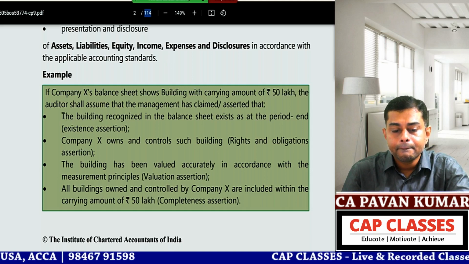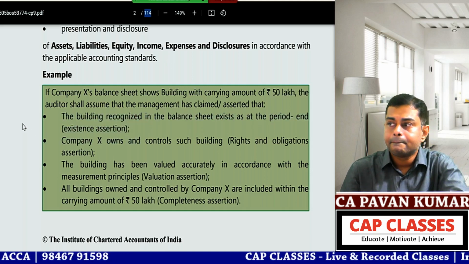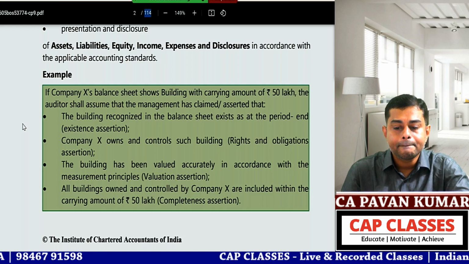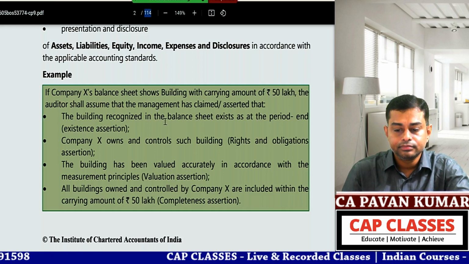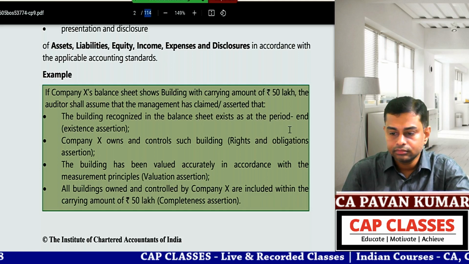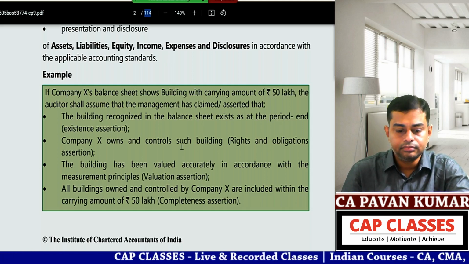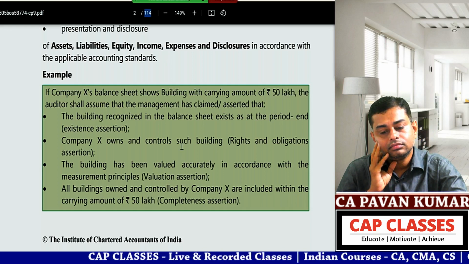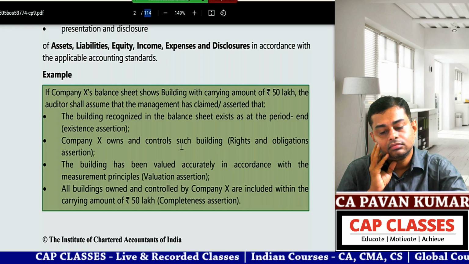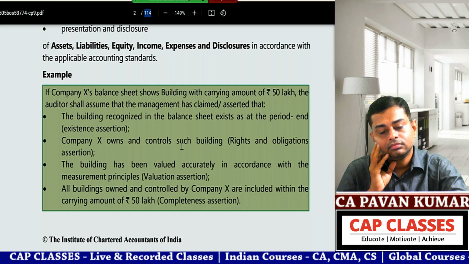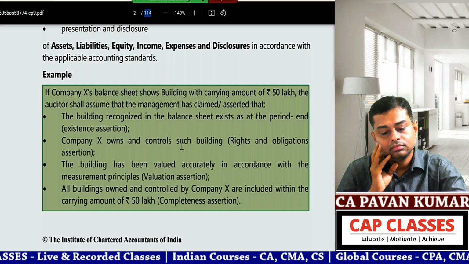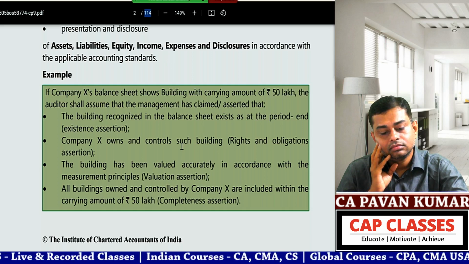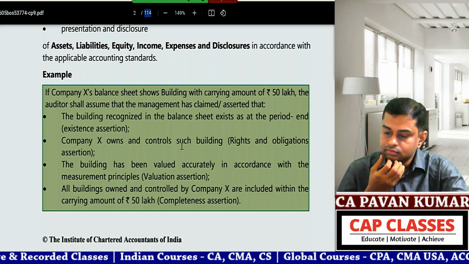If Company X's balance sheet shows building with carrying amount of 50 lakh, the auditor shall assume that the management has claimed or asserted that the building recognized in the balance sheet exists at the period end, existence assertion. Company X owns and controls such buildings, rights and obligations assertion. The building has been valued accurately in accordance with the measurement principles, valuation assertion. All buildings owned and controlled by Company X are included within the carrying amount of 50 lakh, completeness assertion.